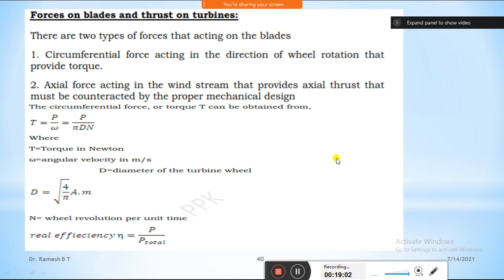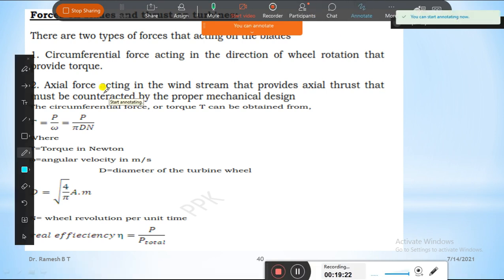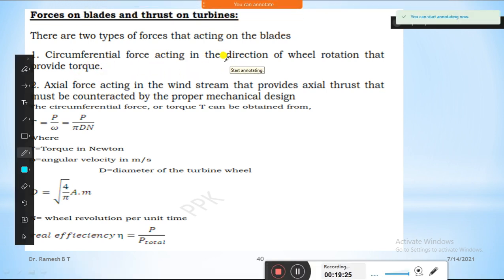So next is the force exerted on the blade. That is the force and thrust on the blades and the turbine. Thrust means it's a force or a load. So a load exists on the turbine or blades. There are two types of forces acting on the blade. One is the circumferential force acting in the direction of the wheel rotation, and the other is the axial force acting in the wind stream.